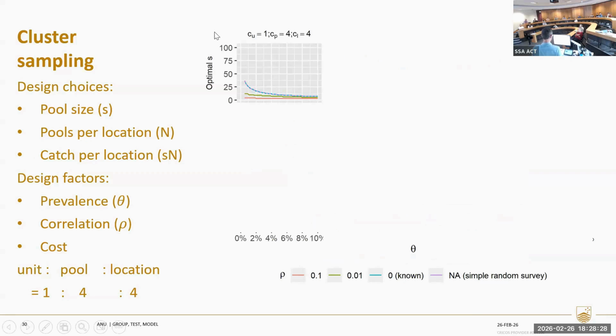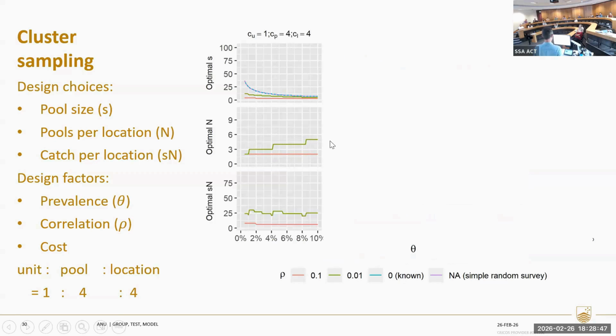So for a particular cost structure, this is what we call the optimal pool size. The optimal number of pools also changes with prevalence. The higher the prevalence, the more pools per site. But the optimal number of mosquitoes per site doesn't really change. There's an optimal number to catch if we're given a cluster. What changes, for different prevalence, is how you should group those into different pools.